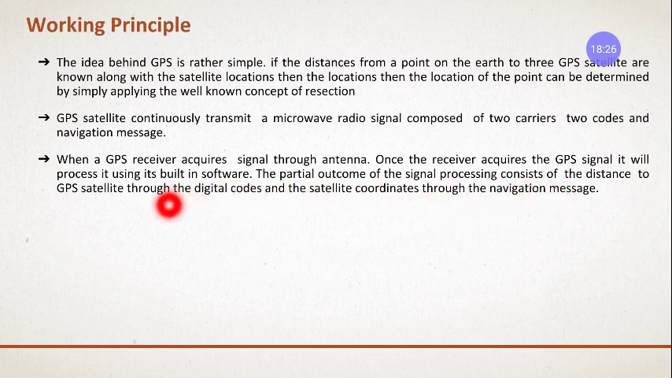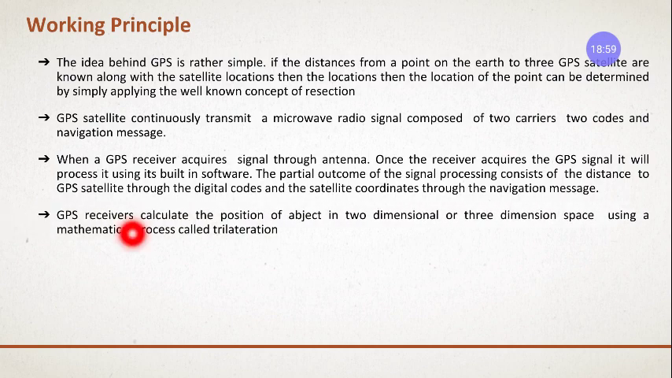What will be there in the digital codes? The distance, right? At what distance it is, that distance has been written, and in the navigation message it will be coordinates of satellite, right? The location of the satellite will be there. In one, it will be in the codes, it will be the distance, and in the navigation message it will be the location of the satellites. With reference to that, we found out our location, right?